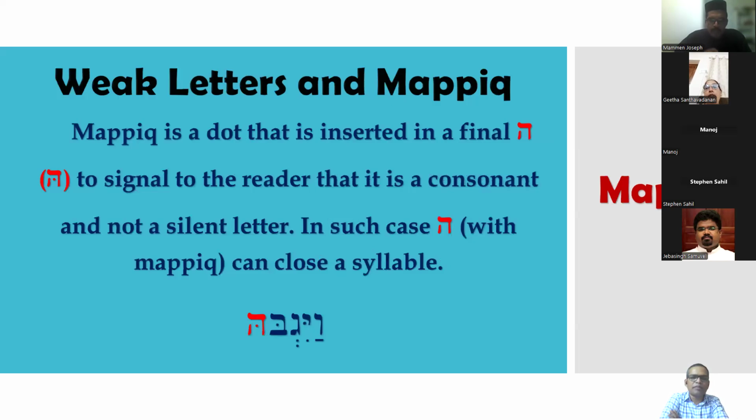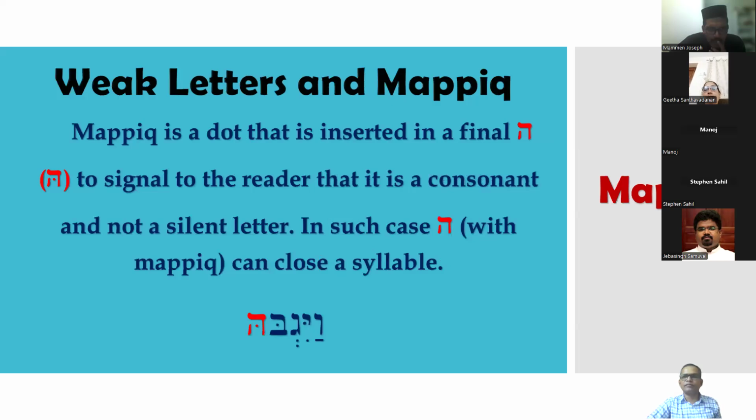Okay, the mapik is appearing in the last letter here. I think one consonant and one vowel is missing there. Yeah, Vayik ba. Okay, Vayik ba. Fine. So how to understand this?